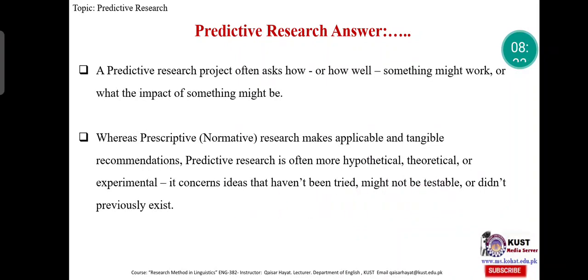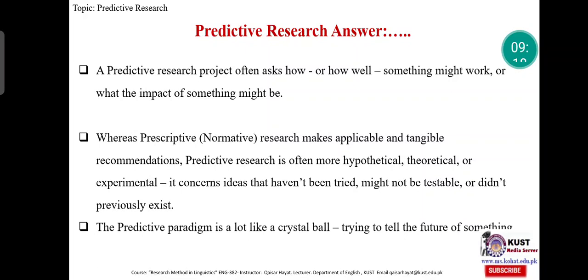Student, what is prediction? Prediction means something which hasn't occurred yet, but you are predicting on the basis of some info that you have achieved. So prescriptive research is applicable and gives tangible recommendations, but predictive research is considered more theoretical and experimental, and it concerns ideas that haven't been tried yet and didn't previously exist.